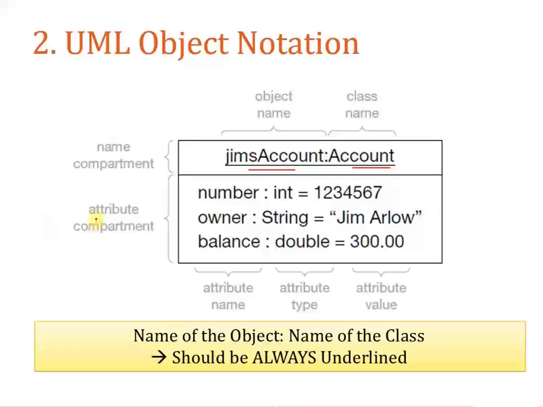The next compartment is called the attribute compartment. Here we represent the attribute name, for example number, followed by the attribute type, which is integer, an equal to symbol, and then the initial value. Like this you can have multiple attributes. One of the major points here is that the name of the object in object notation should always be underlined. This is used to differentiate between object notation and class notation.